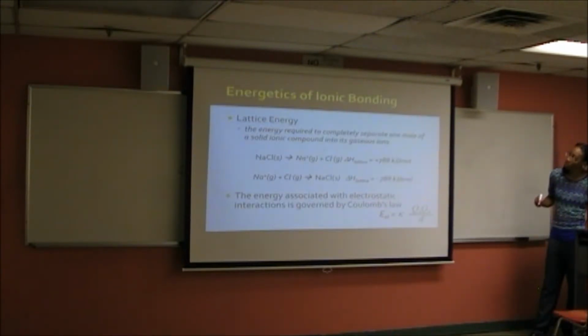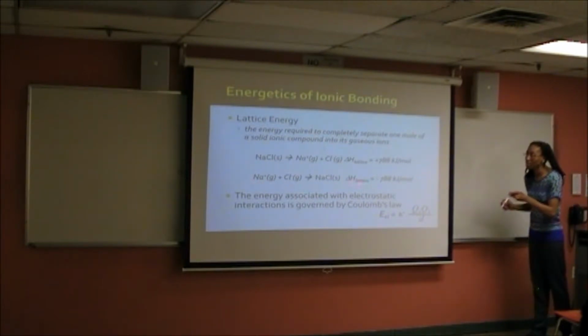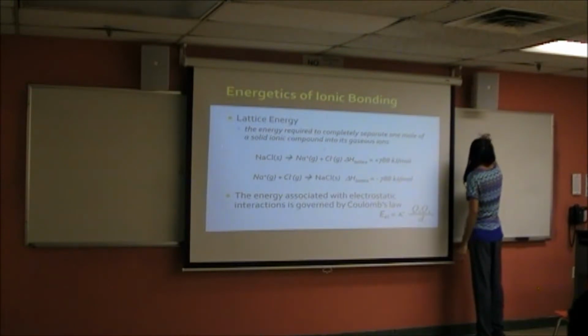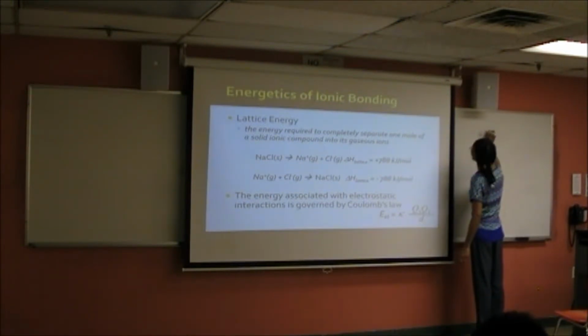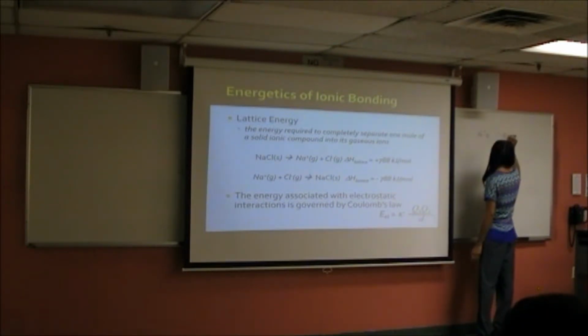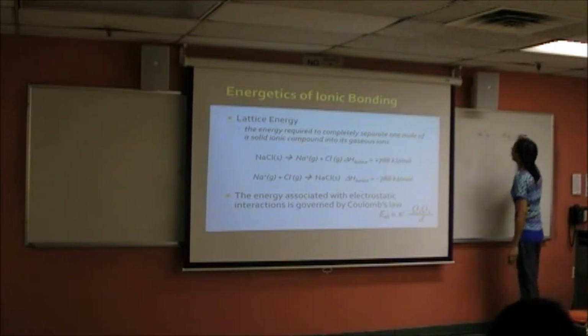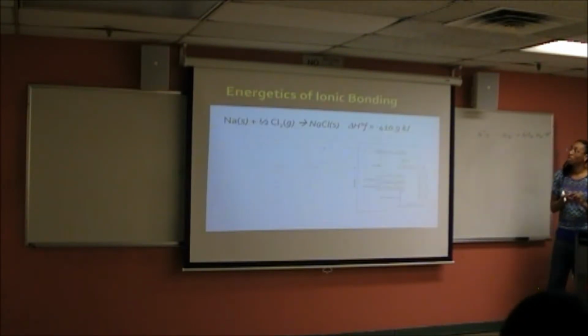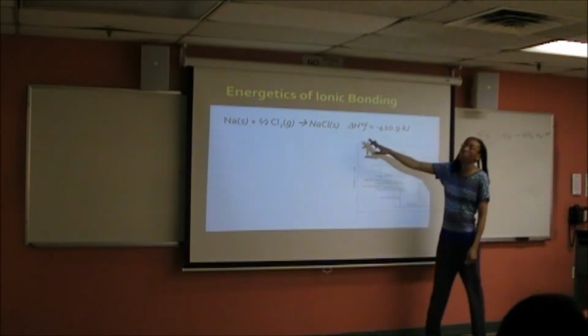So we're talking about the delta H reaction. This is the lattice energy equation: Na plus gas plus Cl minus gas produce NaCl solid. The delta H of the lattice is negative 788 kJs. So this is our chemical equation.